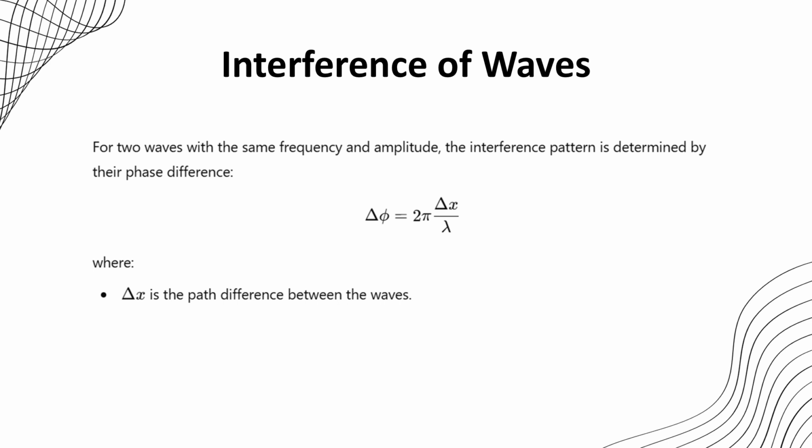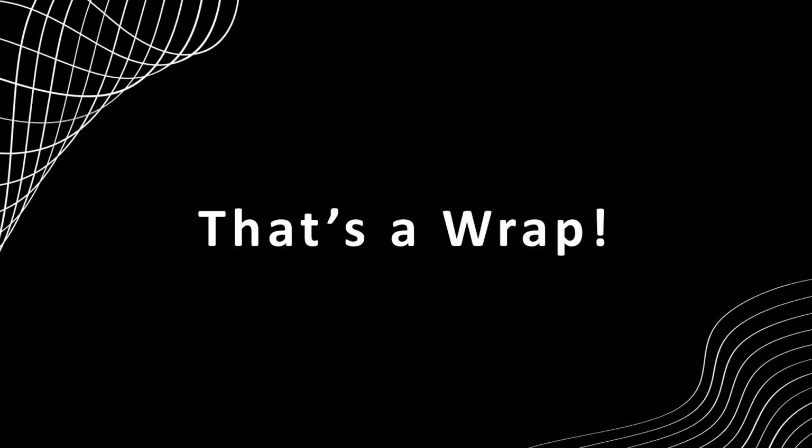For two waves with the same frequency and amplitude, the interference pattern is determined by their phase difference. Delta phi equals 2 pi delta x by lambda, where delta x is the path difference between the waves and lambda is the wavelength. That's it for today's video.